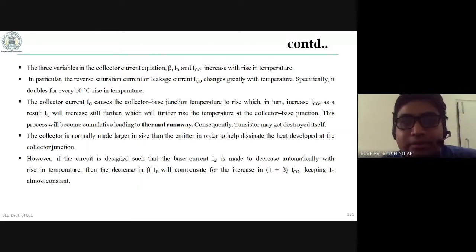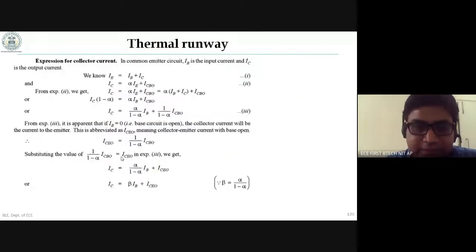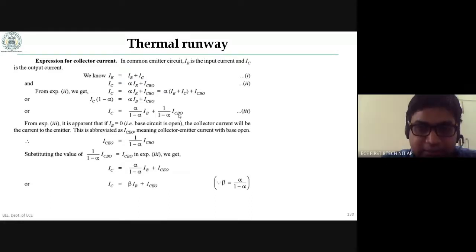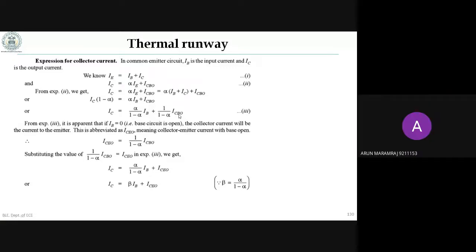Now, there are three variables in the collector current equation, right? If you can see here, there are three components. That ICBO is the reverse saturation current, no, sir? Yes, in the collector base junction, the reverse current, yes. Okay.